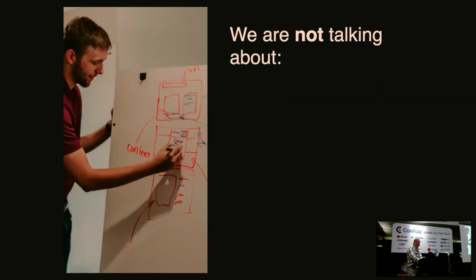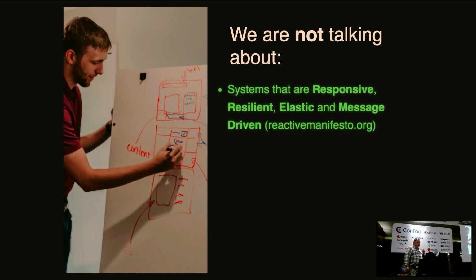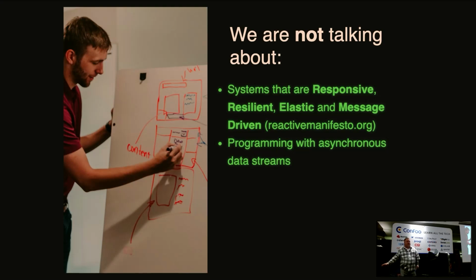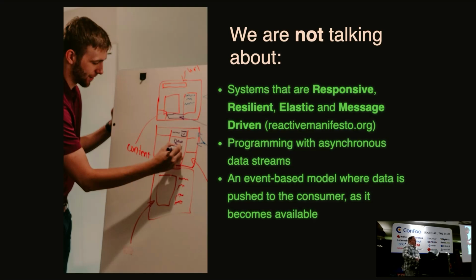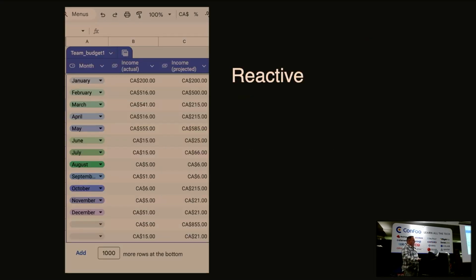What we're not talking about in particular is systems that are responsive, resilient, elastic, message-driven. If you go to reactivemanifesto.org, that's nothing to do with this. We're not really talking about programs with asynchronous data streams. You're going to find that a lot, especially because of functional reactive programming. And we're not really talking about an event-based model. This is like the Wikipedia definition: an event-based model where data is pushed to the consumer as it becomes available, except that we kind of are, so that one's not bad, but it's not specifically that.